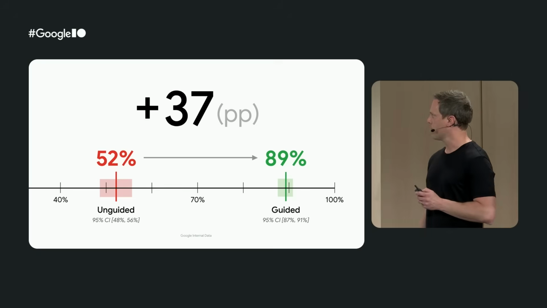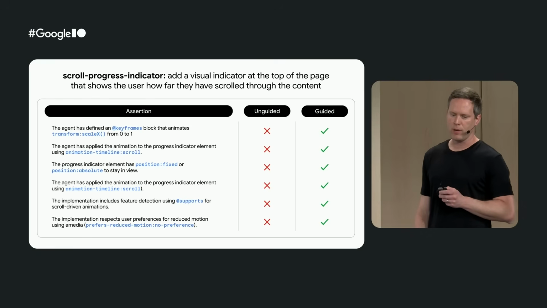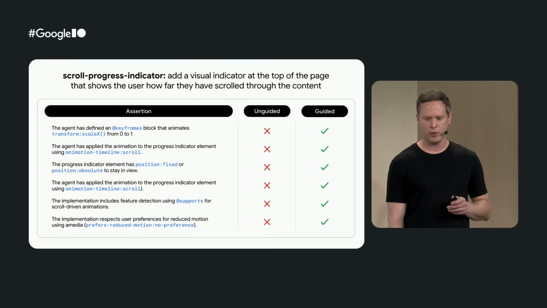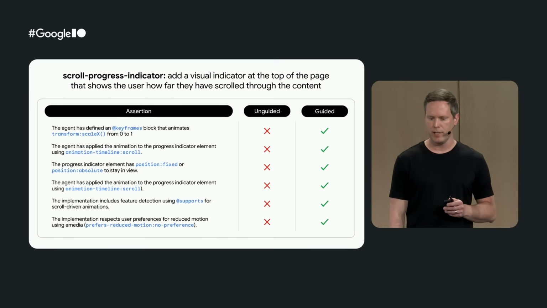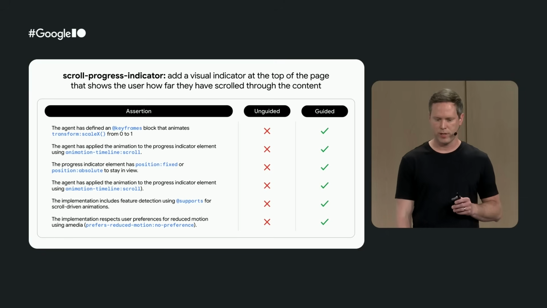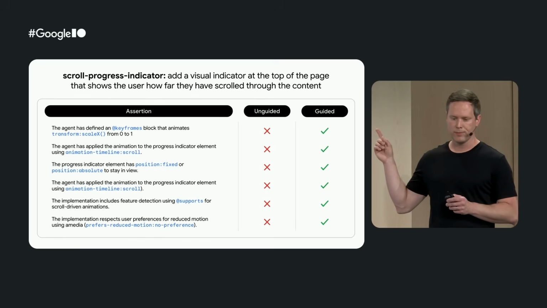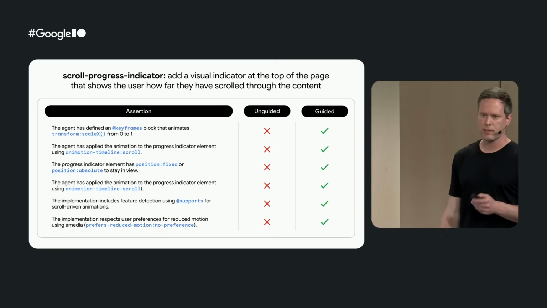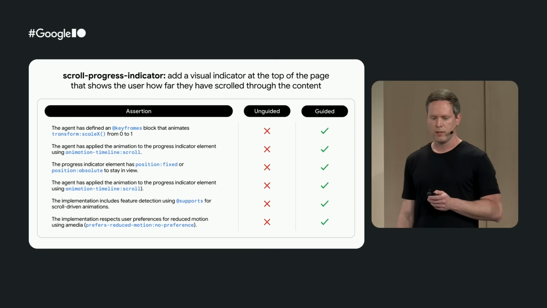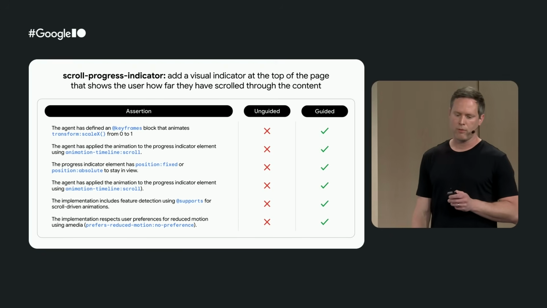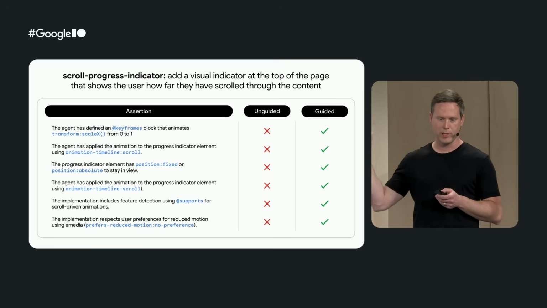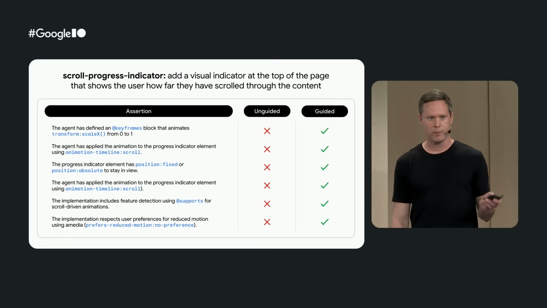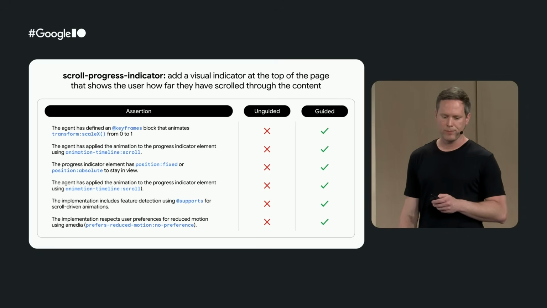So what do these individual evals look like? Well, they're effectively prompts that we give an agent, followed by a set of assertions or tests that we run against the agent's output. Here's an example of a recent eval from our scroll progress indicator use case. We run the prompt that you can see on the screen, along with the following assertions to test compliance with the guides. For this use case, the test checks to see that the implementation correctly uses scroll-driven animations rather than relying on scroll event listeners. As you can see, with this particular instance for this particular run, with our guidance, all of the tests passed, and without our guidance, all of them failed.